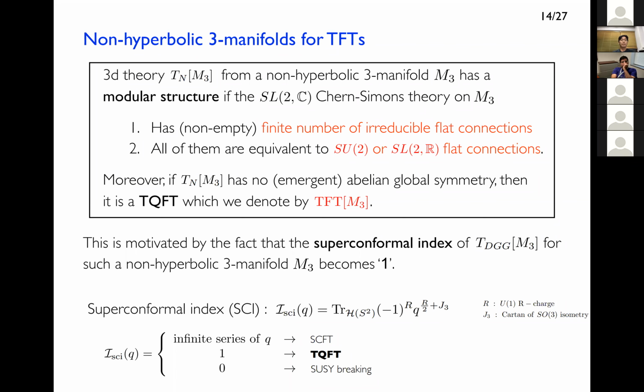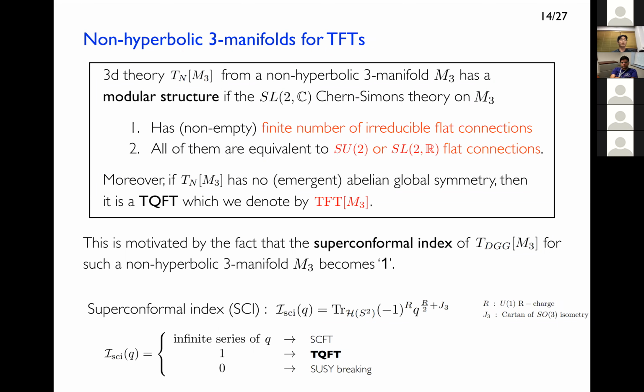And furthermore, if the theory T of M3 has no emergent or accidental abelian global symmetries, then we claim this theory T of M3 becomes a topological field theory. This claim is basically motivated by the fact that such a non-hyperbolic Seifert manifold satisfying these two conditions has a trivial superconformal index. More precisely, the theory engineered by the DGG construction for such a non-hyperbolic Seifert manifold has trivial superconformal index.